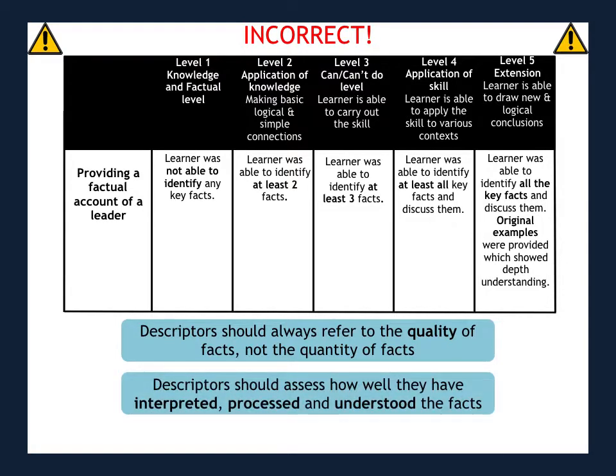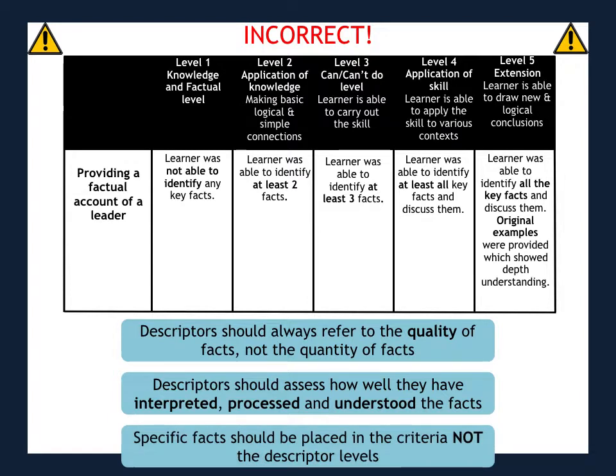So the descriptors should assess how well they have interpreted, processed, and understood the facts. Otherwise, you might as well use a memo. So how do you get around it if you want to show different facts? Well, what you could do is you could put the specific facts in the actual criteria. So you'd have a number of facts down the side in the criterion column, and then show the level of understanding of each fact. But you do not want to put the number of facts in the descriptors level. So hopefully that shows it that you want to evaluate quality and not quantity.